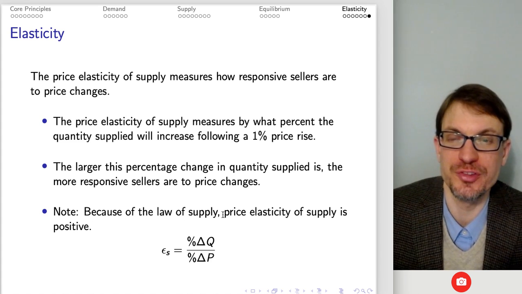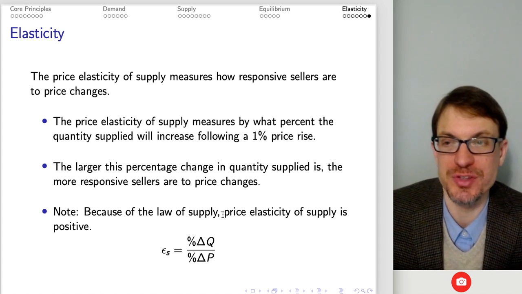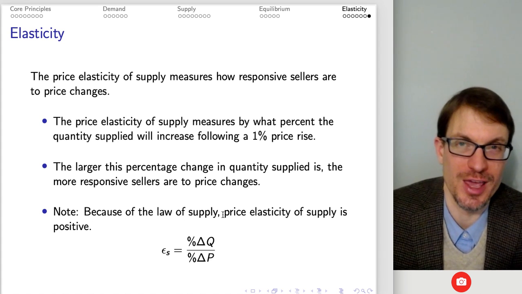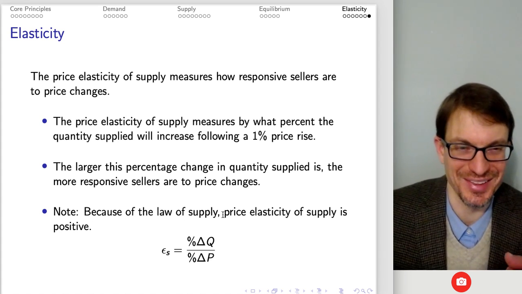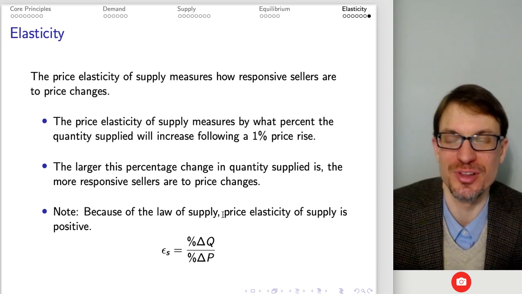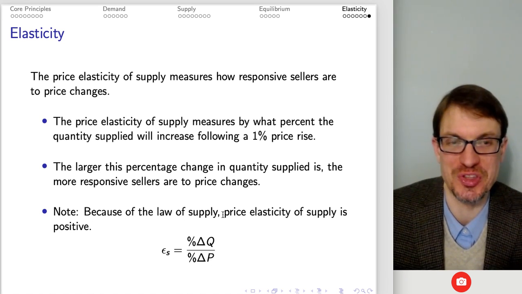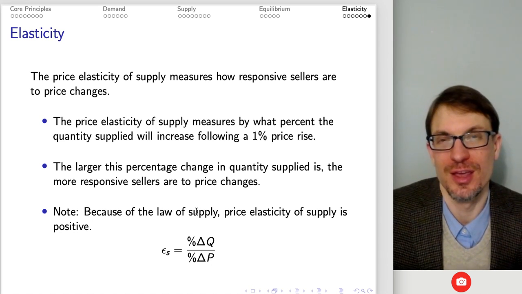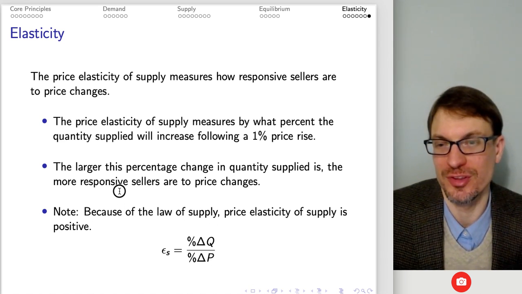All right, so price elasticity of supply gives us how responsive sellers are to price changes. So the formula looks just like price elasticity of demand. Matter of fact, the only thing that's different between price elasticity of demand and price elasticity of supply, especially through the midpoint formula, is just the sign, right? Because what's happening by the law of supply, when price rises, quantity supplied rises, right?